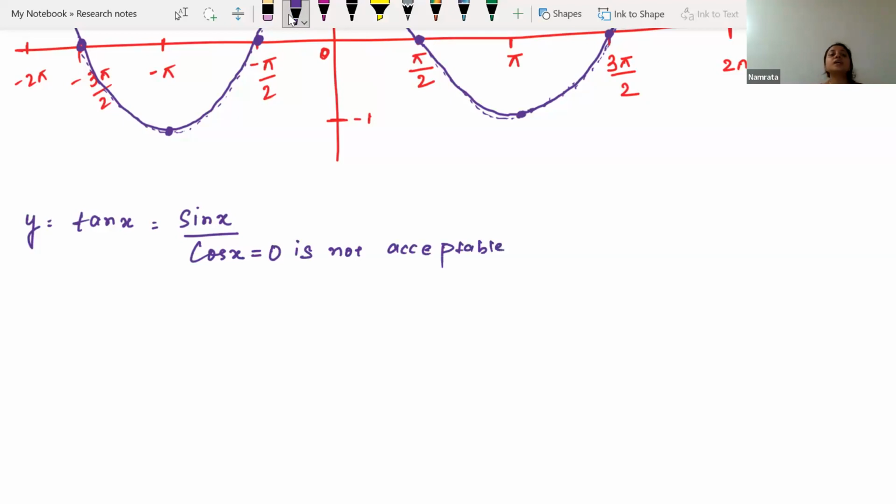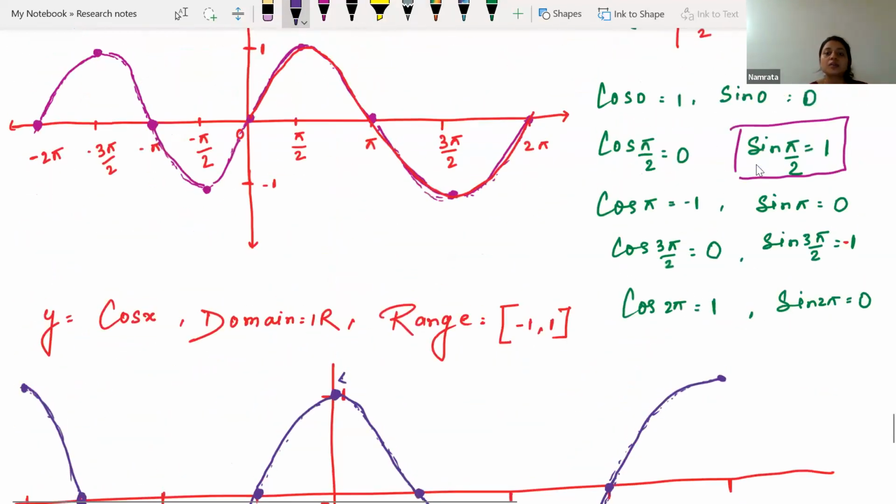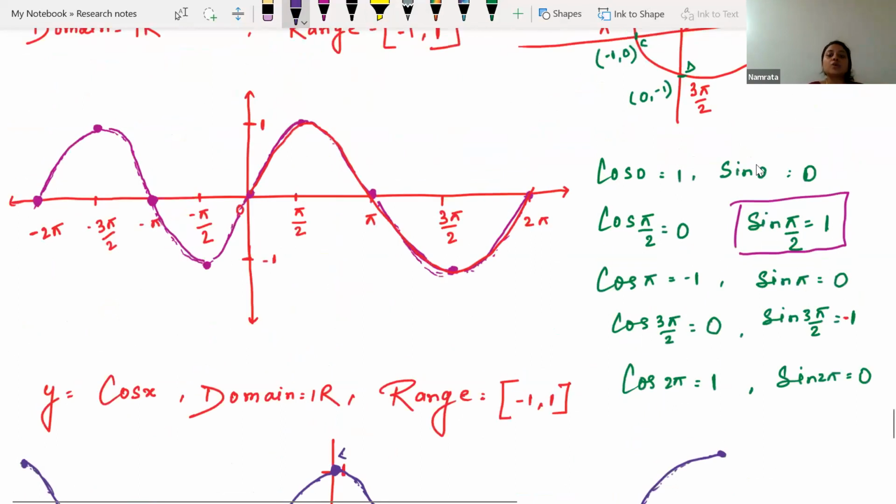What is the cosine value where we will always have a 0? We know odd multiples of pi by 2 for cos give 0, right? You can check it. Cos pi by 2 is 0. Cos 3 pi by 2 is 0. Cos 5 pi by 2 is 0. Cos 7 pi by 2 is 0. Cos minus pi by 2 is 0. Cos minus 3 pi by 2 is 0. So odd multiples of pi by 2 will always give 0 for cosine.